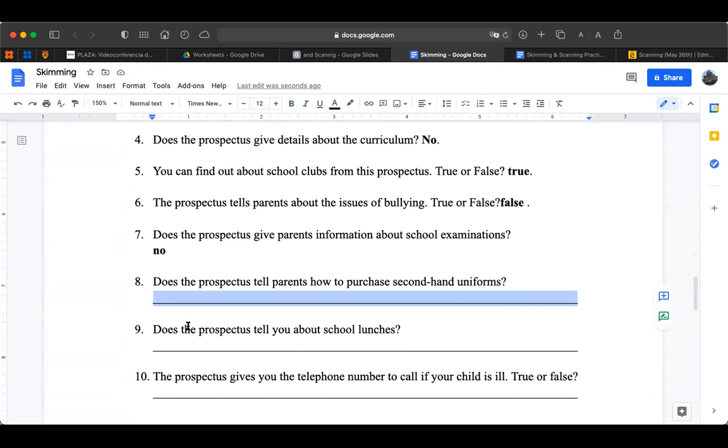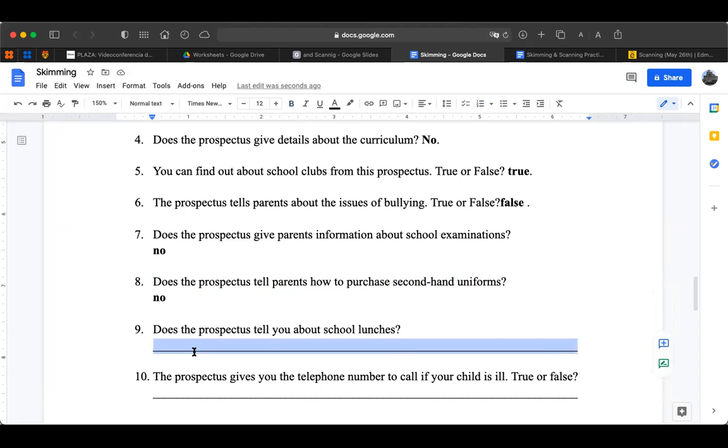Ah, que son entendido. Secondhand uniforms son uniformes usados. No, it's okay. Secondhand es cuando está, esta expresión es cuando algo está usado. De segunda mano. That's what it means. So no, it doesn't.